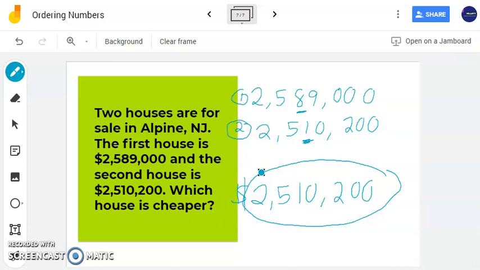Now, for today's activities, you have 2 different activities. One is just simple practice on comparing and organizing numbers, and the second one is dealing with real life examples. As always, you can refer back to my YouTube video at any time to help you with today's activities.